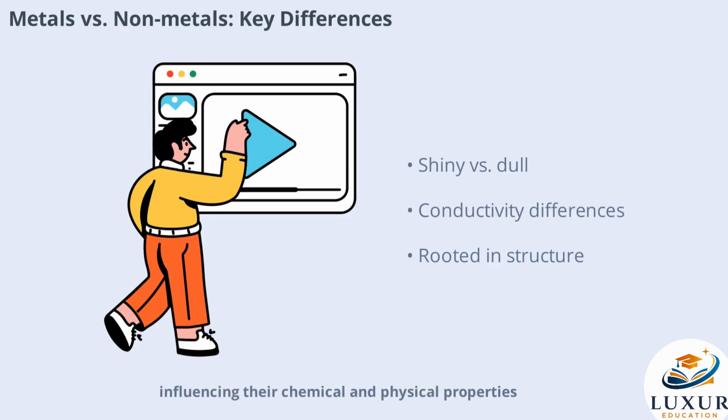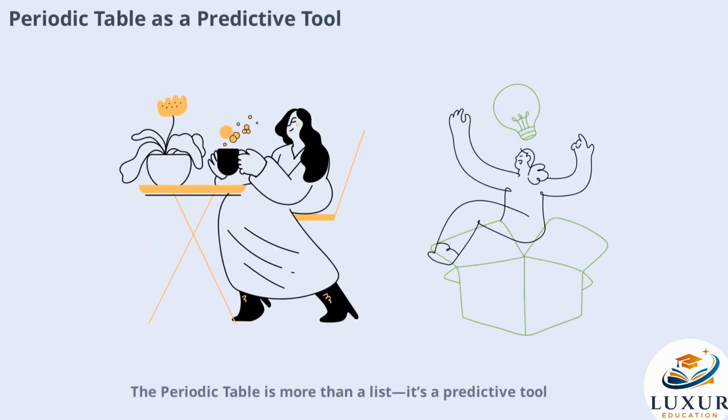The periodic table is more than a list, it's a predictive tool. By understanding trends, chemists can anticipate the properties and behaviors of unknown or newly discovered elements. This predictive power has driven discoveries and innovations in chemistry for over a century, making the table an indispensable resource.